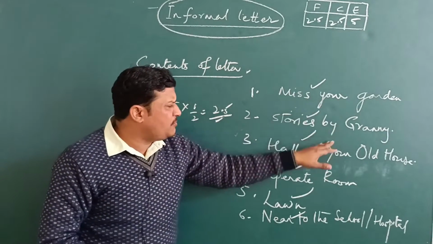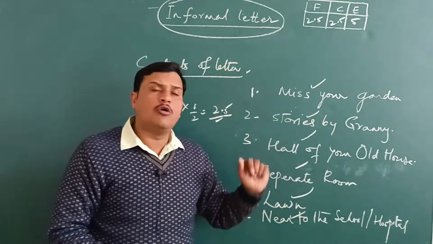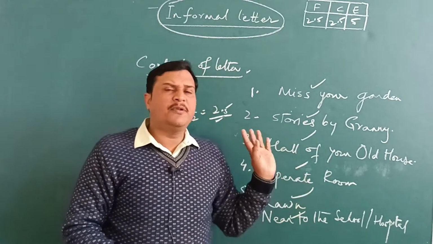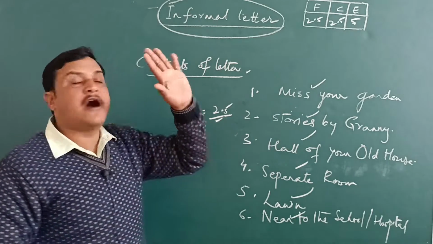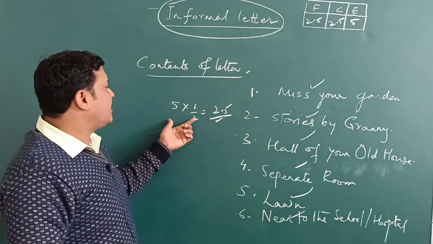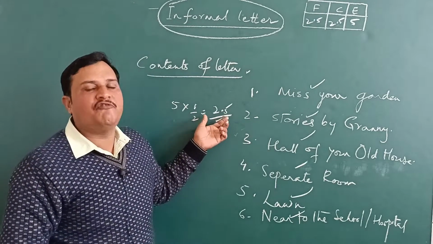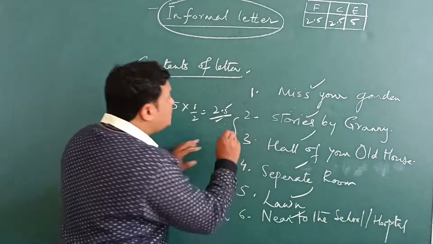You can add so many points for the old house. You can add so many points for the new house. Clear? So at least you have to write 5 points, and you can get the 2.5 very easily. Clear? So this is the content for the informal letter.